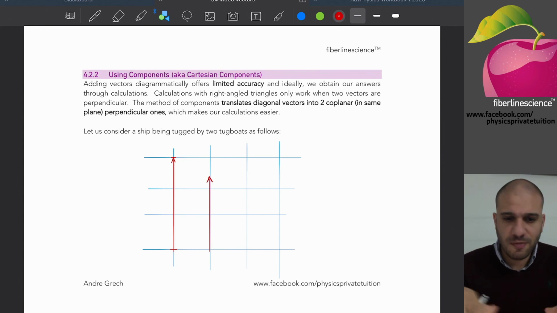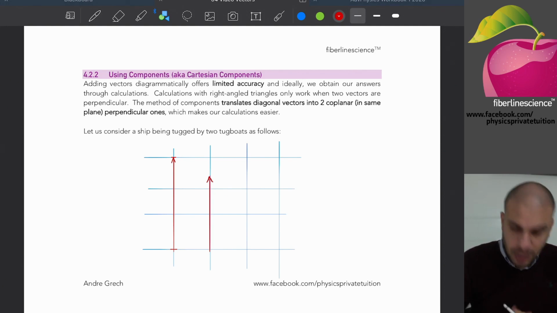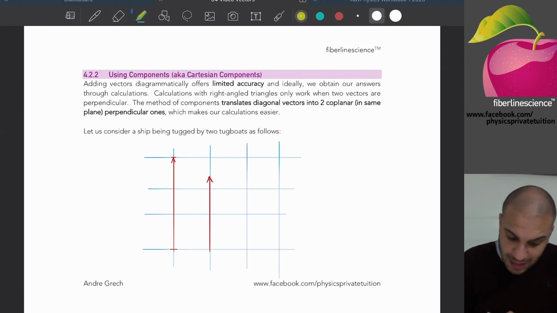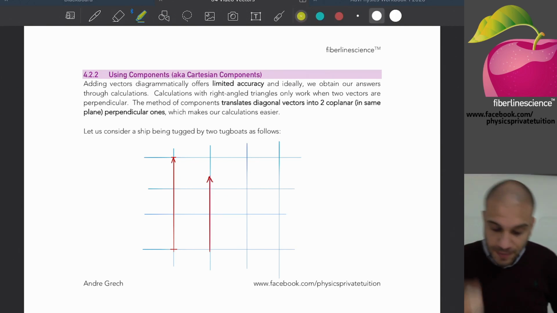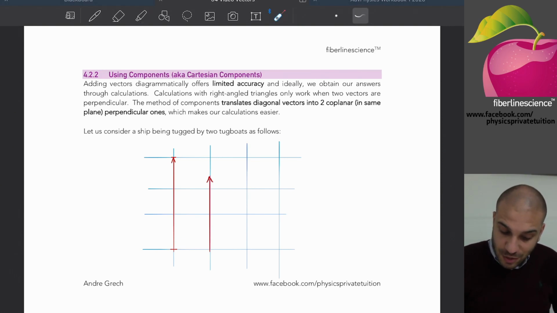Alright, so this video will serve as an introduction for the remainder of this topic u kif actually ħa nkunu qed naħdmu kemm f'intermediate physics u anke f'A-level physics. So, very quickly, jien ktibtilkom xi ħaġa hekk: adding vectors diagrammatically offers limited accuracy and ideally we obtain our answers through calculations. Calculations with right angled triangles only work when two vectors are perpendicular. Now this is very, very important here, all right? So calculations with right angled triangles only work when the two vectors are perpendicular.